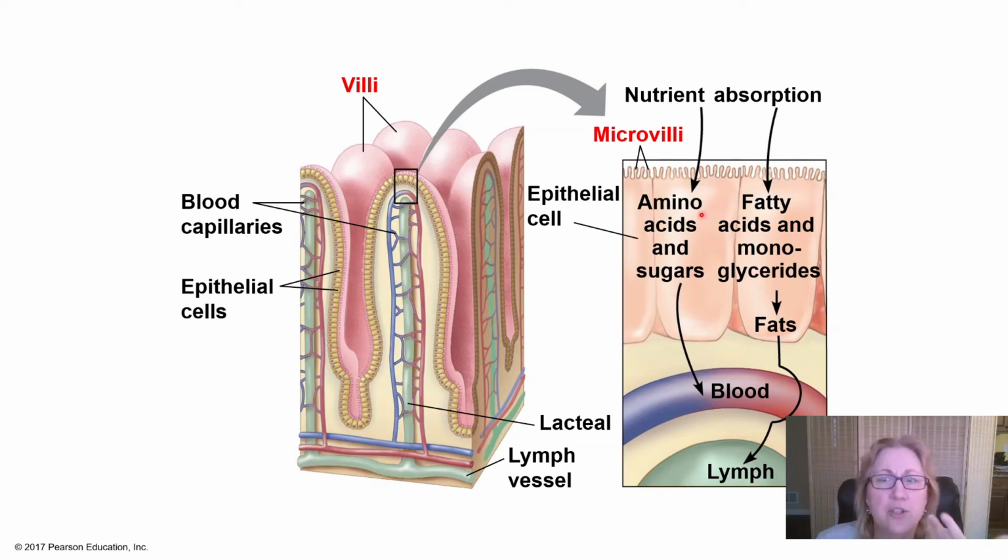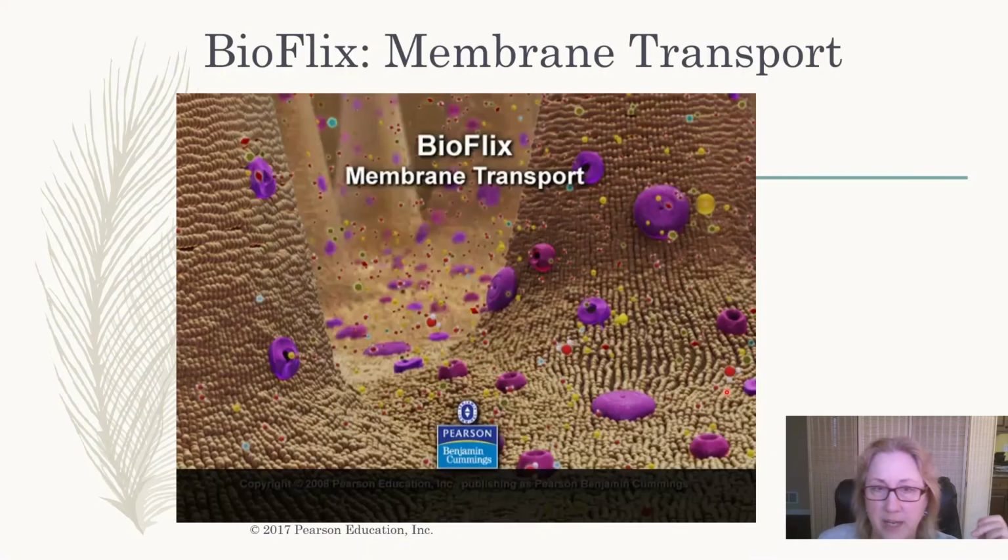Some of them just diffuse across the membrane, but most of the nutrients are brought in by active transport of some kind. So all the carbohydrates and amino acids are brought across the membrane entirely by active transport. And for some of the fatty acids, it's not active transport, but for most of the nutrients, it's active transport. And then it goes into the bloodstream and then to the liver by the hepatic portal vein.